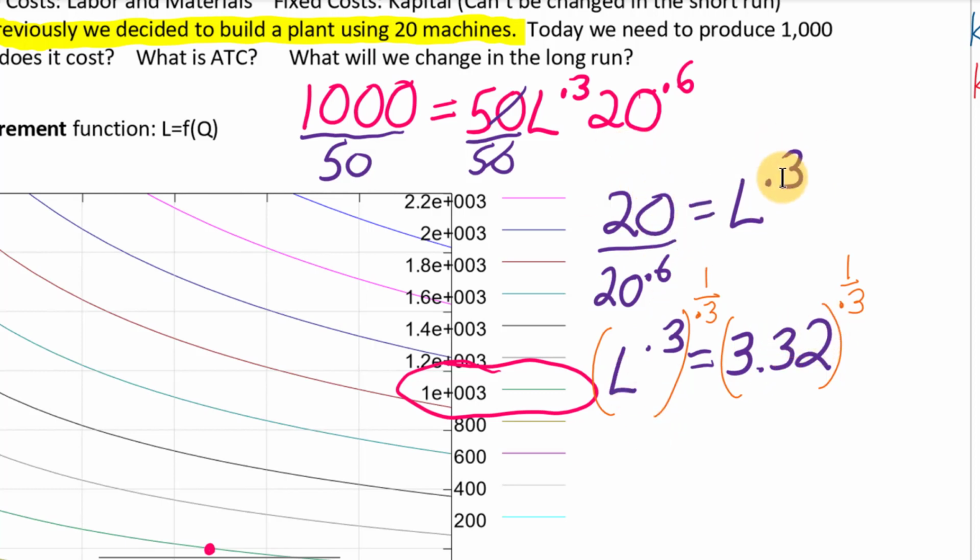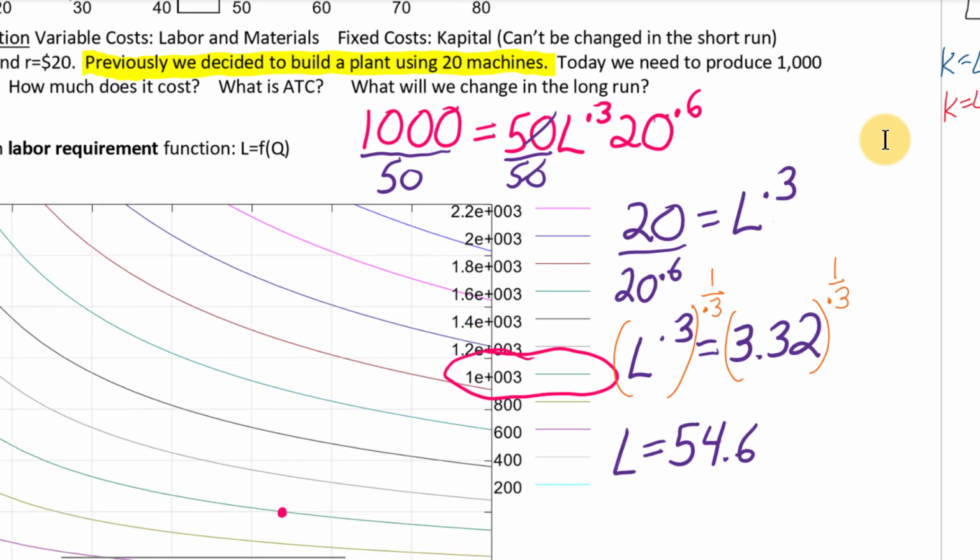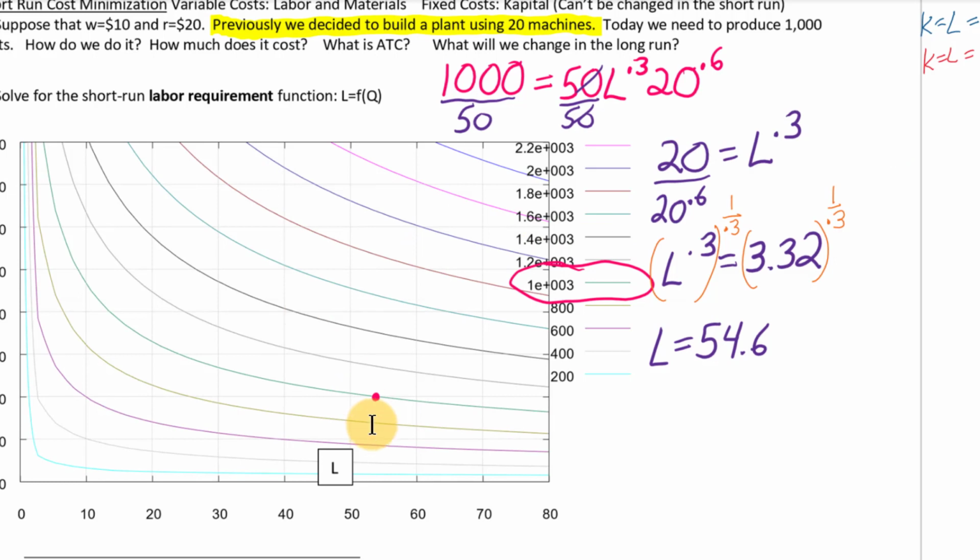the left-hand side. Then we need to raise both sides to the 1 over 0.3, the reciprocal, to get just L on the left-hand side, equals 3.32 to the 1 over 0.3 power. 1 over 0.3 is 3.33333. And so L is going to equal 54.6, which is in the neighborhood of what it looks like on our graph over here, a little less than 55.